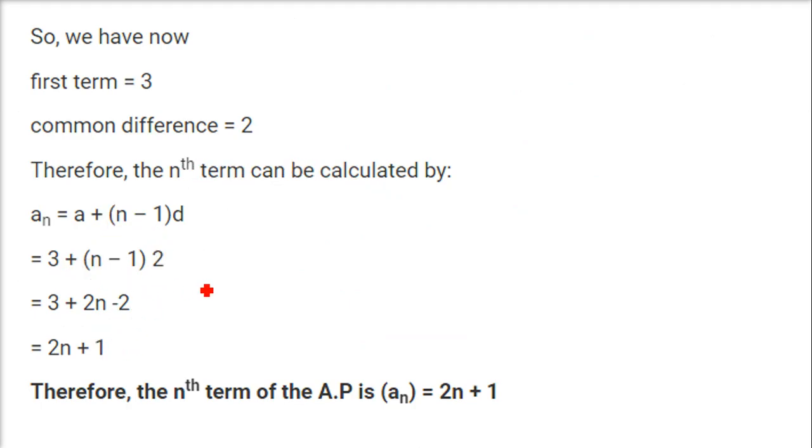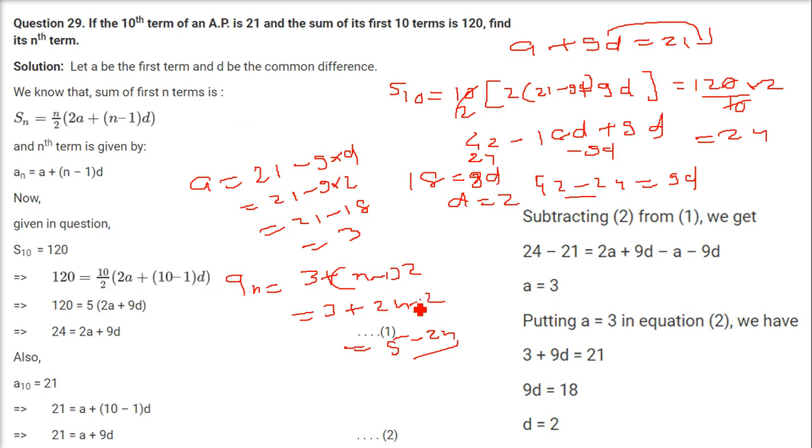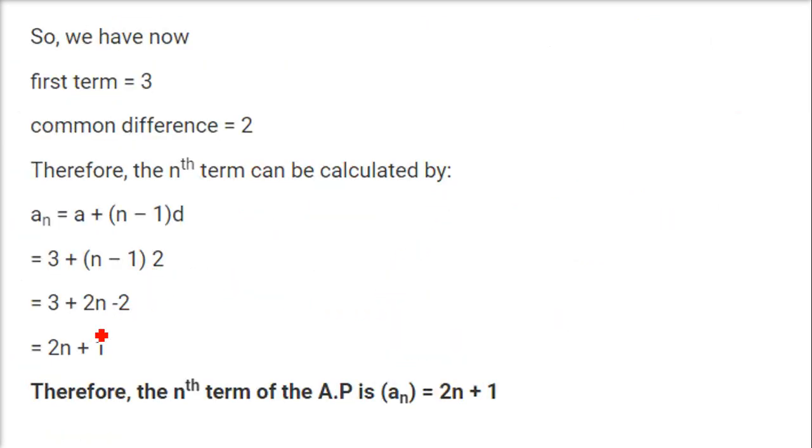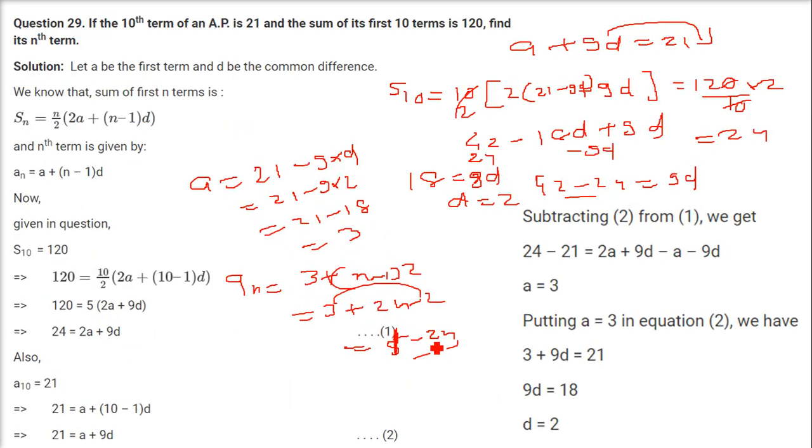3 plus n minus 1 into D. Let me see. 3 minus 2 is 1. So this is going to be 3 plus n minus 1, so this is 3 plus 2n minus 2. 3 minus 2 is 1. 1 plus 2n. This is the answer. So 1 plus 2n it is, right? This is plus.